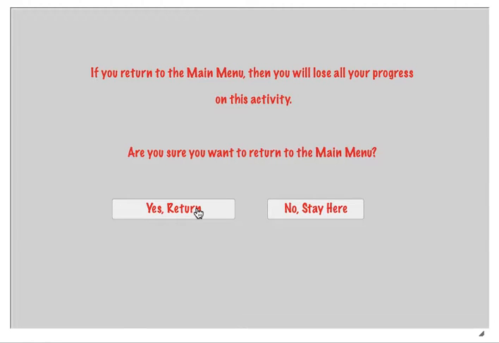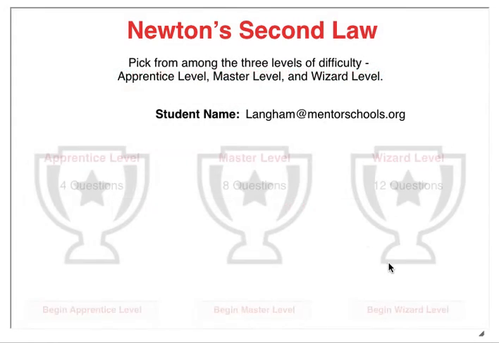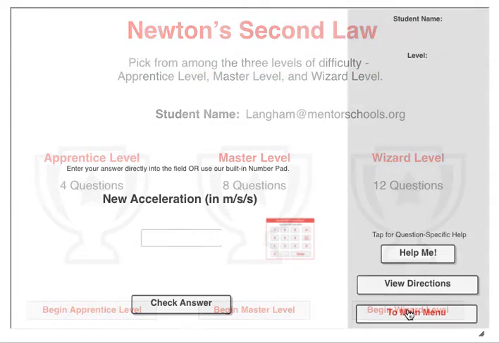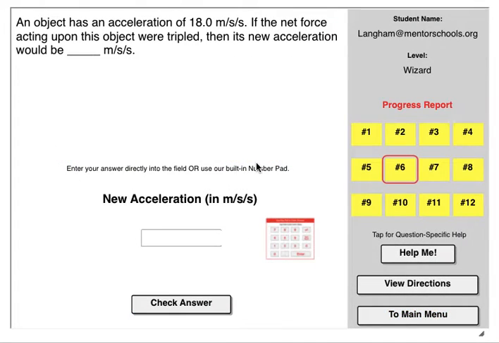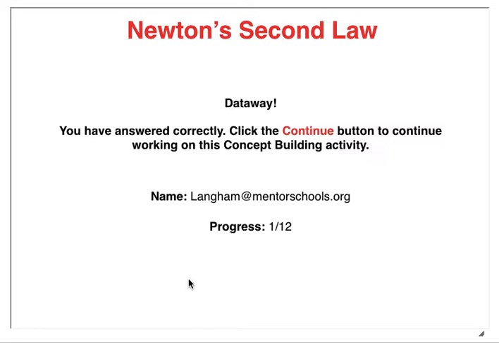So this is all you're doing for each level. They supposedly get a little bit harder, but let's do one for the wizard level here. It says an object has an acceleration of 18 meters per second squared. If the net force acting on the object is tripled, what's the new acceleration? Well, that's not any harder than the ones we already did. Net force is going to be tripled, that means acceleration can also be tripled. And look at that, it's the same answer, 54. Look at that, it's not that hard, right?